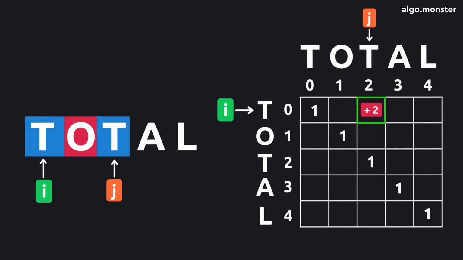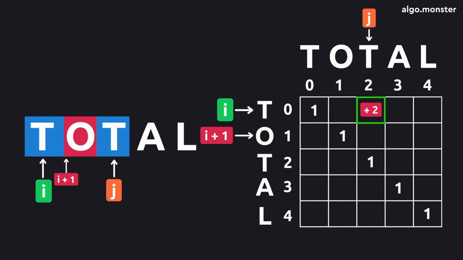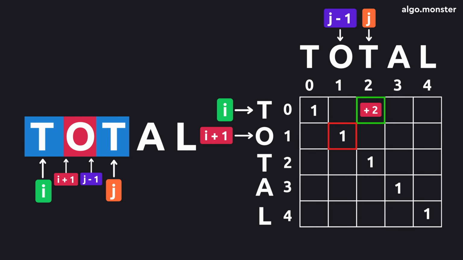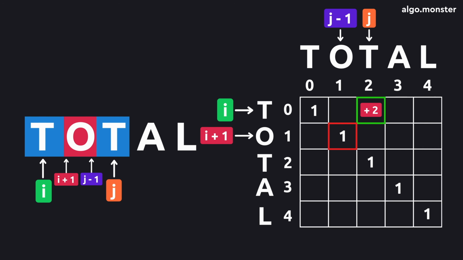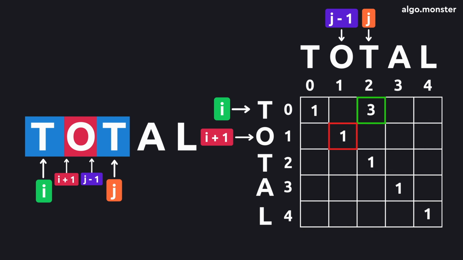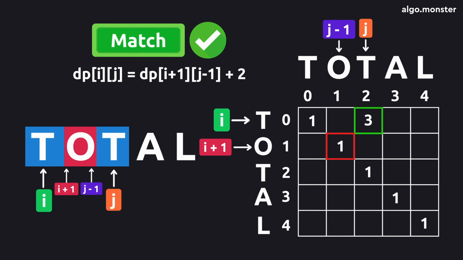To define this inner interval, we move the left boundary one step to the right, i plus 1, and the right boundary one step to the left, j minus 1. That gives us the cell that stores the length of the inner interval. In this case, it's the letter "o", which is our base case. We take that value and add 2, since in total the two outer letters match. That's our formula: the cell for the inner interval plus 2 for the matching outer letters.